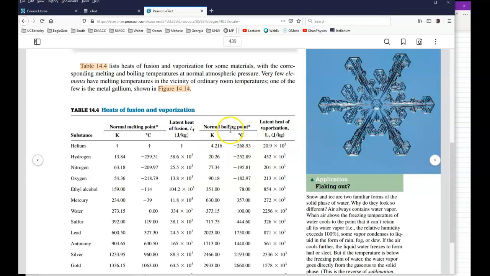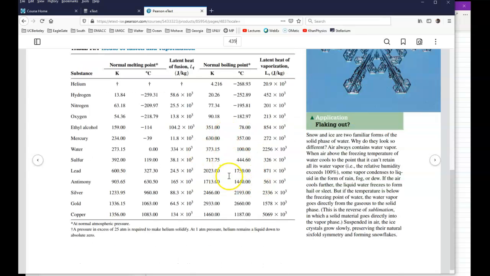Right here, it's kind of a messy table. All you care about is the normal melting point. This column and this column may not be important to you. You don't need those. All you need is the latent heat of fusion, L sub F, right here. And then I'll talk about the latent heat of vaporization. It's right here.